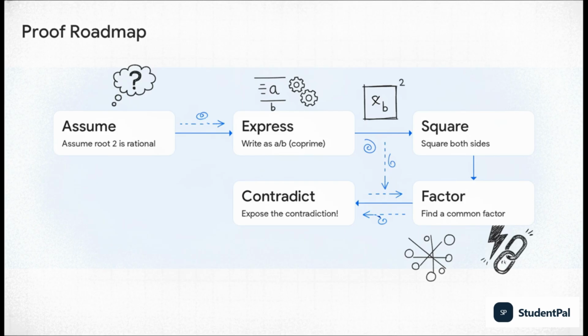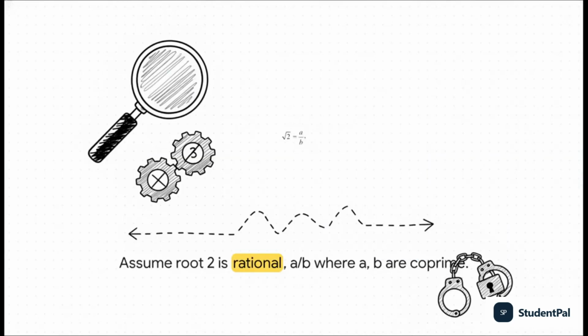The crucial thing here is to just follow this logical sequence carefully without getting overwhelmed by the algebra. Let's walk through it together. We kick off our detective work by assuming the exact opposite of our goal. We assume that root 2 is rational. Now, if it's rational, it can be written as a perfect fraction. So we write root 2 equals a over b, where a and b are co-prime.